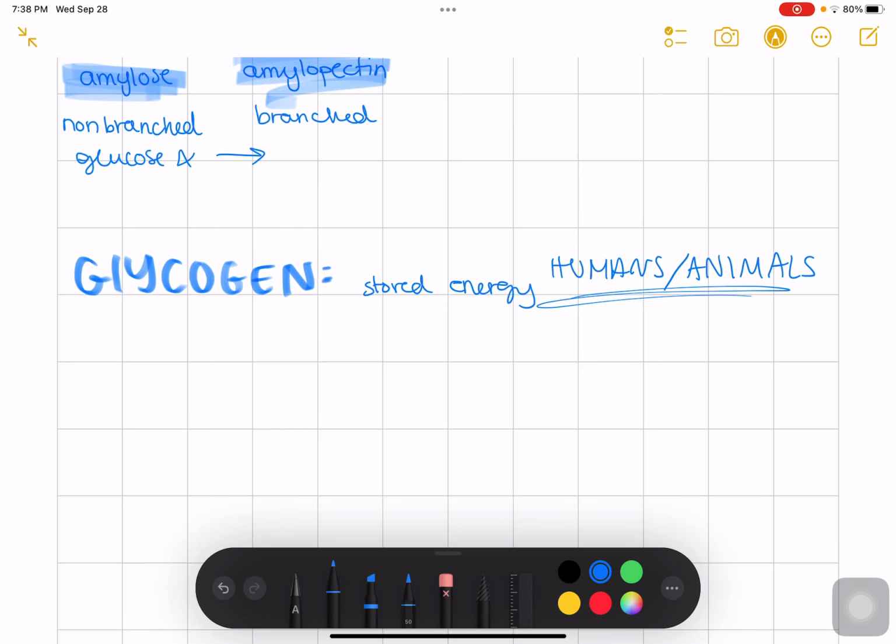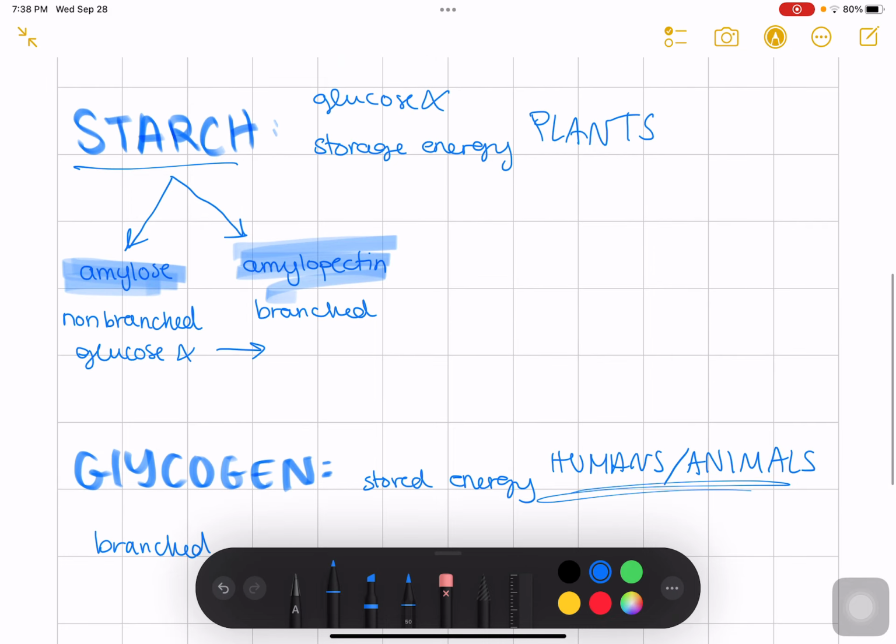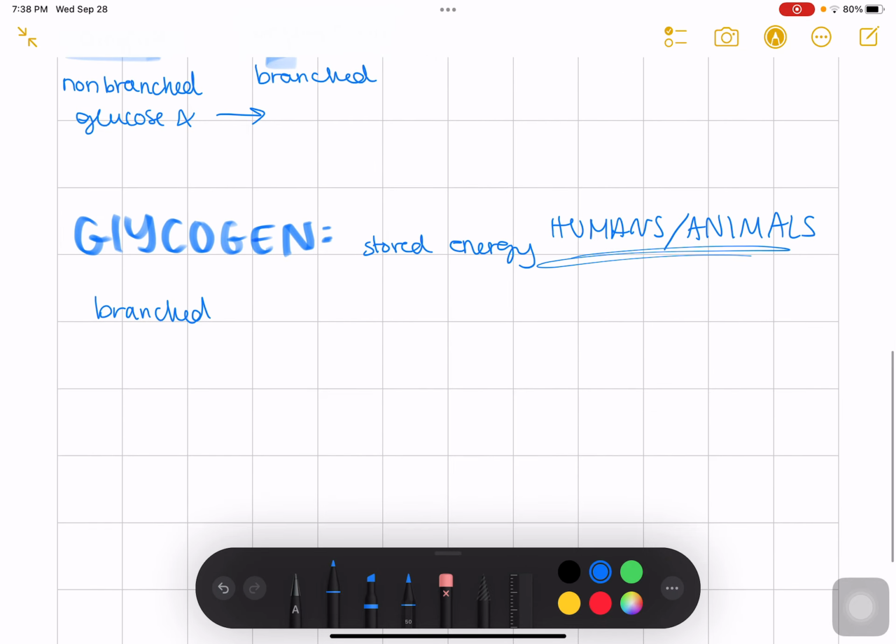Glycogen is branched. Another similarity, which is amylopectin, also branched. And it is also made out of glucose alpha. Did I get that right? Yes, alpha. That's a similarity. Glycogen is stored in muscles and in the liver. So these are for energy when you need them.